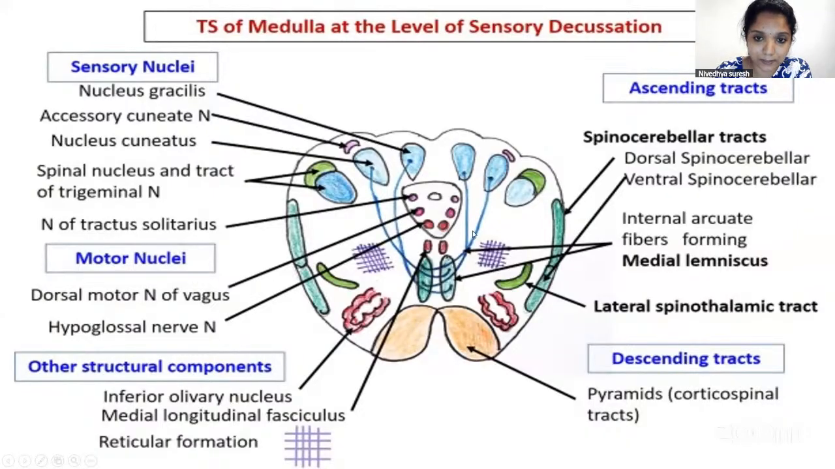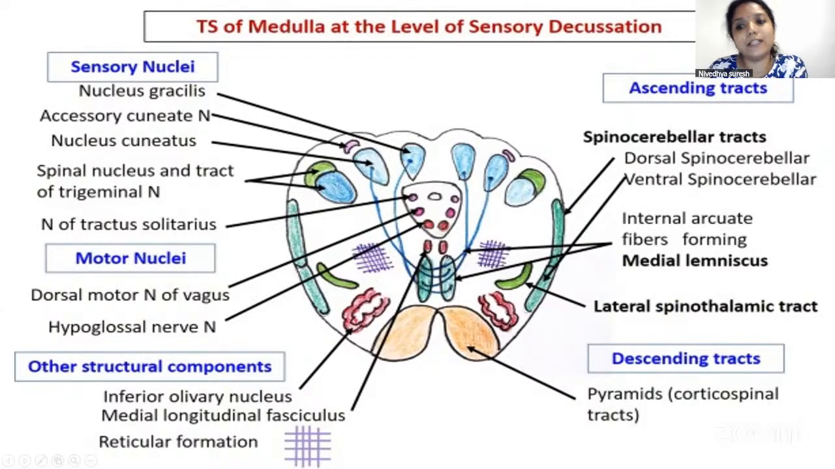These are the sensory fibers that cross each other and form the medial lemniscus, and this is known as the sensory decussation. We will call this transverse section through the middle region of the medulla the level of the sensory decussation. So what is the sensory decussation? Sensory decussation is nothing but the formation of the medial lemniscus.